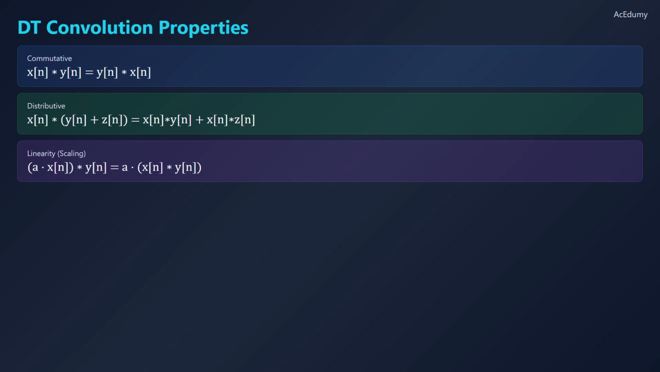x[n] convolved with the sum y[n] plus z[n] can be split into separate convolutions and then added together. Third, linearity. Scaling a signal before convolution is the same as scaling the result after convolution. These three properties together make convolution a powerful and flexible operation.